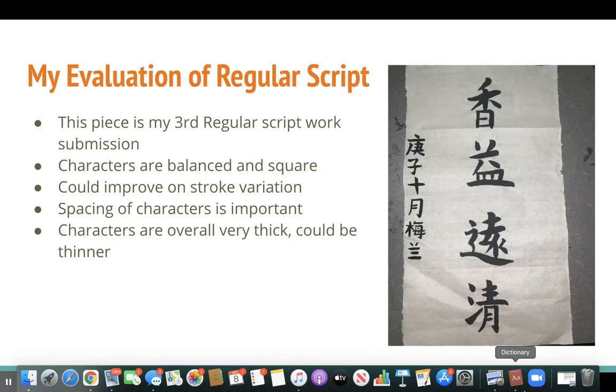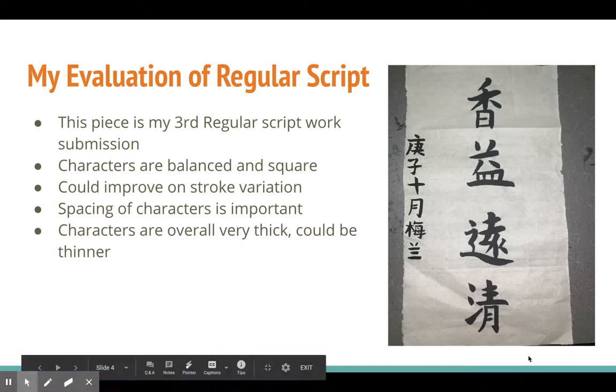This is my own calligraphy piece. Here you can see my characters are balanced and square. What could be improved upon is my stroke variation. They tend to stay more thick where there could be more variation in thinner strokes. Also, my spacing could be improved because spacing is extremely important when looking at the calligraphy piece as a whole. And as you can see here, my second and third characters are a lot farther apart as opposed to the others.